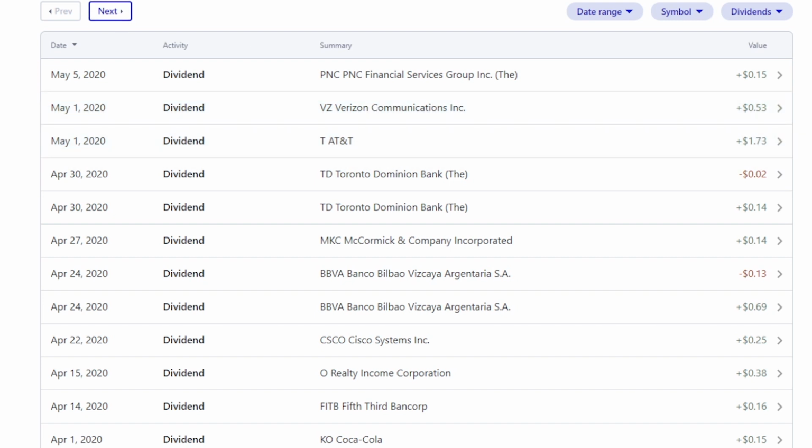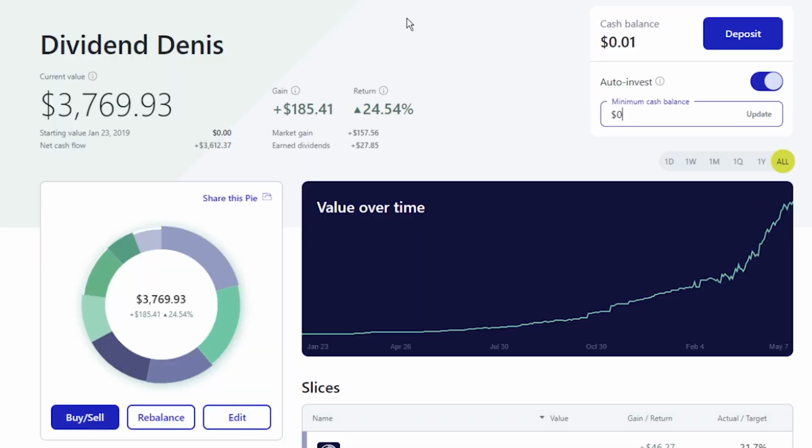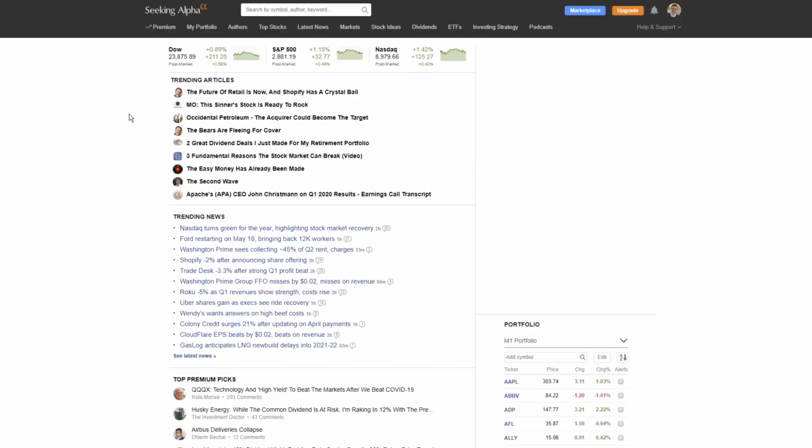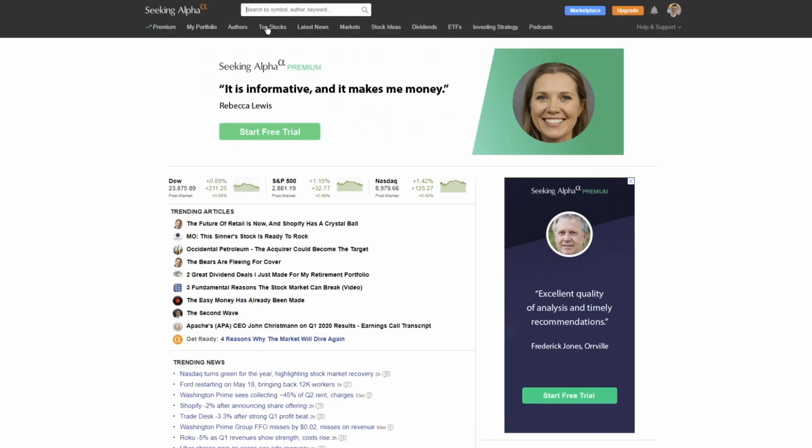Now, what I'm going to do is show you a website that I'm personally using right now to check out what I have in my portfolio and see the ex-dividend dates and the payout dates all at the same time, instead of having to go into each one individually. So the website I use is called seekingalpha.com.